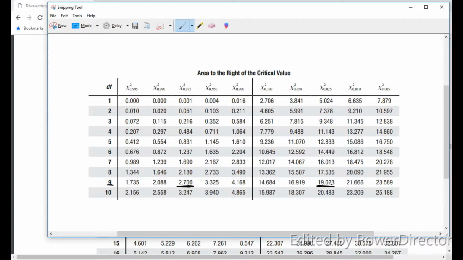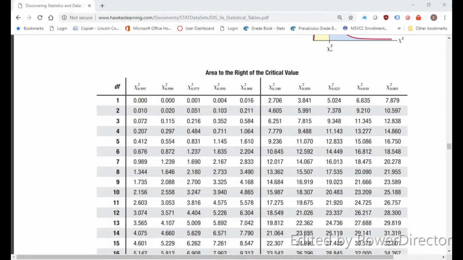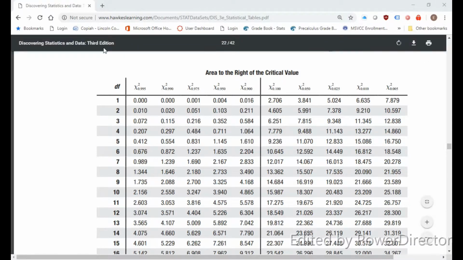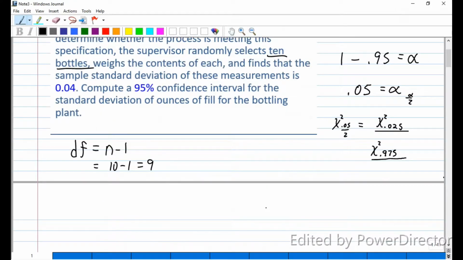Okay. All right, so we have our two critical values. So we're going to write down beside that 0.975, I'm going to write 2.700, and then beside the 0.025, I'm going to write down 19.023. All right. So we got the first part that we need.